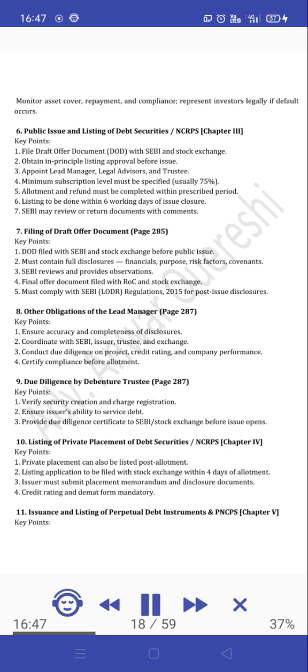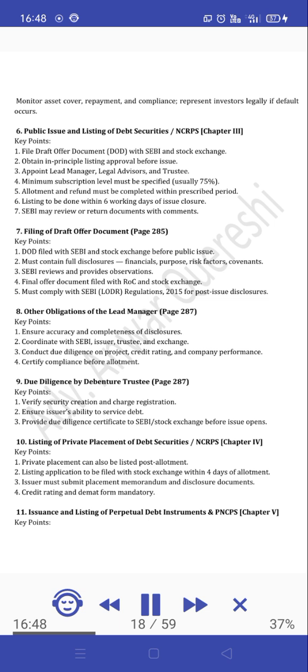6. Public issue and listing of debt securities, NCRPS Chapter 3. Key points. 1. File draft offer document, DoD, with SEBI and Stock Exchange. 2. Obtain in-principle listing approval before issue. 3. Appoint lead manager, legal advisors, and trustee. 4. Minimum subscription level must be specified, usually 75%. 5. Allotment and refund must be completed within prescribed period. 6. Listing to be done within 6 working days of issue closure. 7. SEBI may review or return documents with comments.